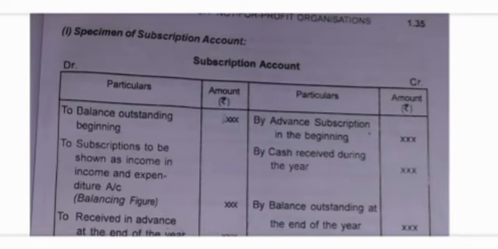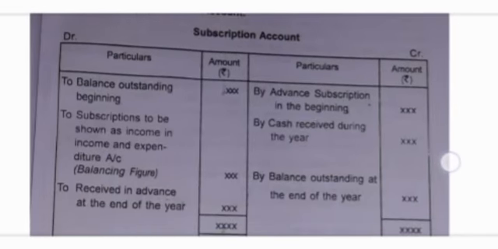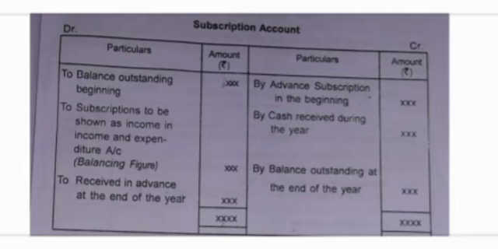Now come to the specimen of subscription account. That means the format of subscription accounts. So it is the same as the format of a statement. Okay. Now see, since subscription is income, we record all the increase in income on the credit side and decrease in income on the debit side.